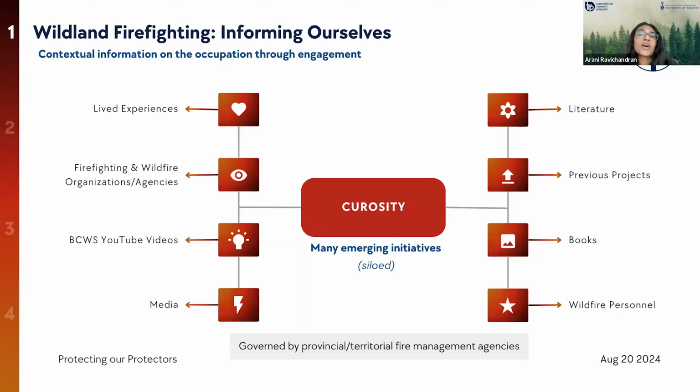I want to highlight as well the significance of lived experience. We spoke to several wildland firefighters and wildfire personnel who shared with us their boots-on-the-ground perspectives, which gave us an immense insight into the context of wildland firefighting.